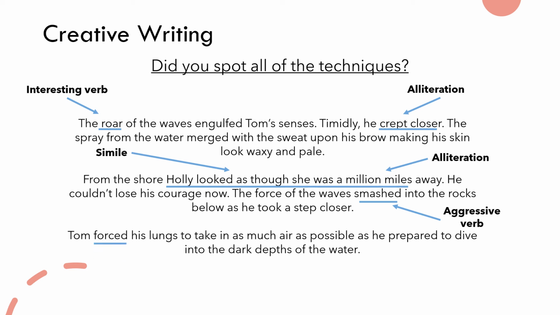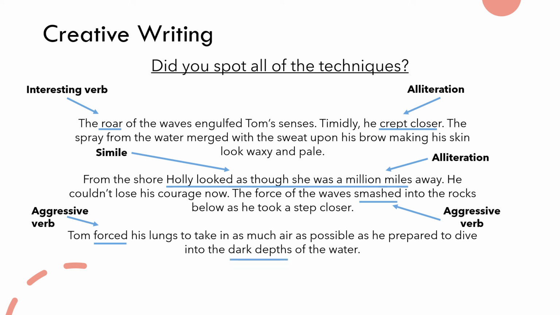We look at our final paragraph then. Tom forced his lungs to take in as much air as possible. So again, forced is a very aggressive verb. And you think about all these types of verbs that have been used. You've got an aggressive verb there with forced. You've got one with smashed and roar. All of these verbs kind of work together to create what we call a semantic field. So it means a group of words that have a similar thing in common, and it all adds to the tone and the atmosphere of the writing.